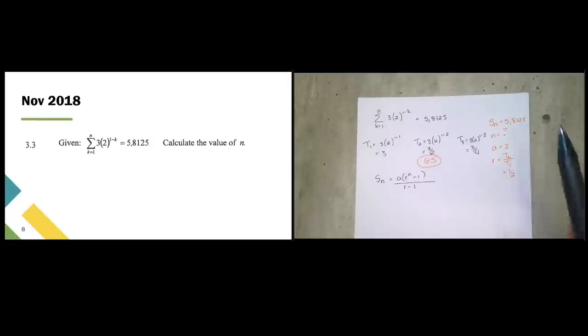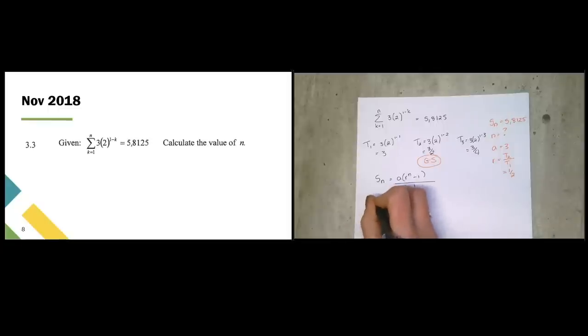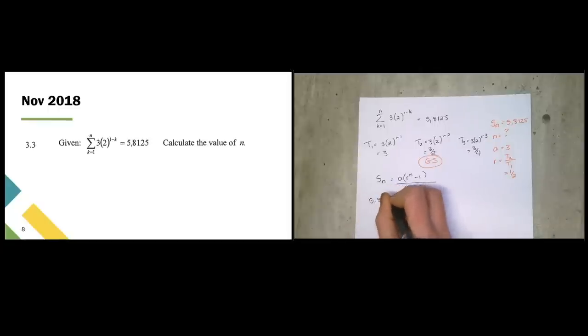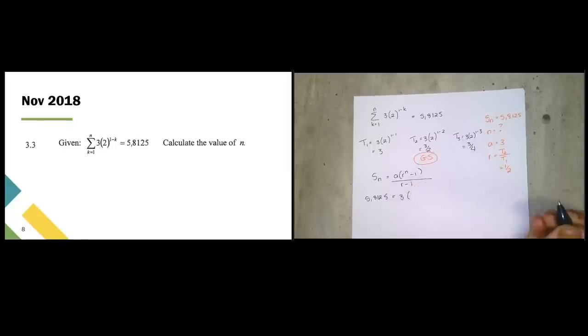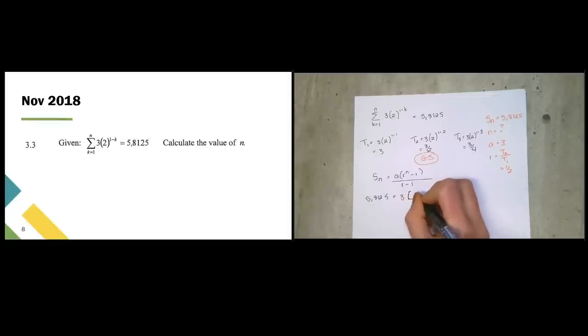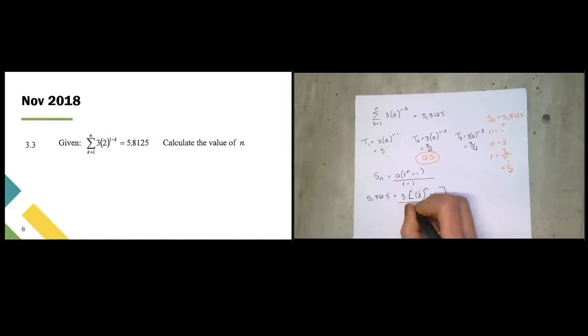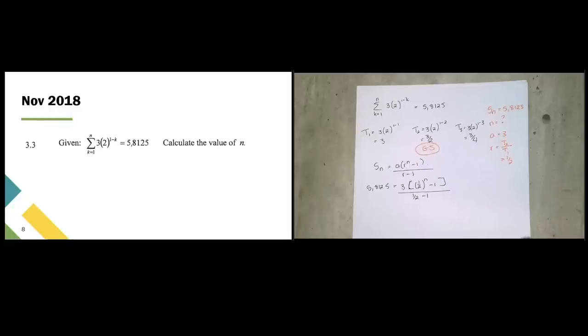I have Sn. 5.8125 equals, A I know is 3, bracket, I know my ratio is a half, so keep that half in a bracket, please, to the power of n, I don't know that, minus 1, everything over a half minus 1, and now I can start solving.